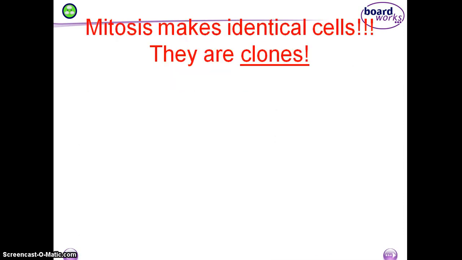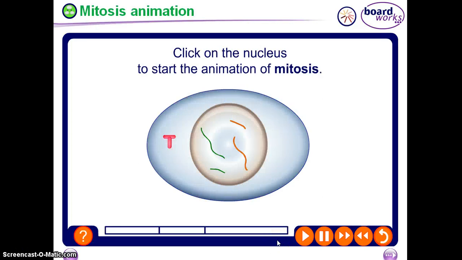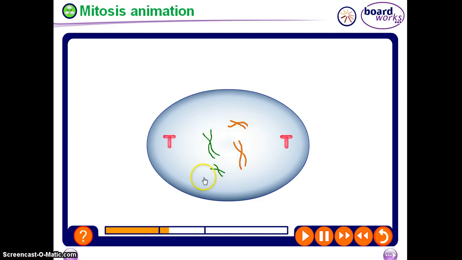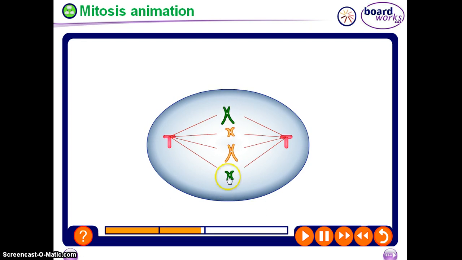Okay, so again, mitosis makes identical cells, and they are clones of each other. So that is the end goal of mitosis. Okay, so again, this all happens in a fluid motion. So let's look at the steps of mitosis. We start off with one cell. In interphase, the chromosomes copy, sorry. In prophase, the nucleus is going to disappear. So we're going to see that right now. The nucleus disappears. And then in metaphase, the chromosomes line up in the middle.